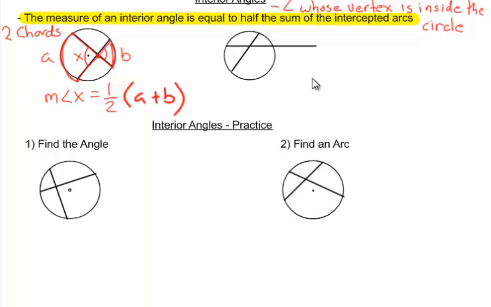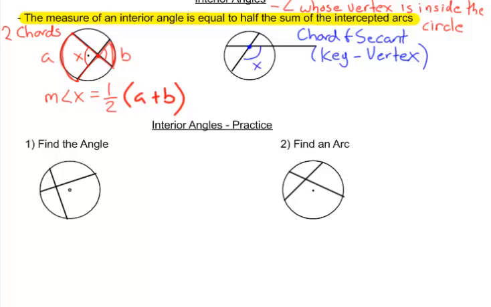All right, so now as a second example here, we can also have a chord and a secant. In this particular example, we have a chord and a secant, okay? But again, the key is the vertex. Where is the vertex? The vertex of this particular angle is inside the circle.